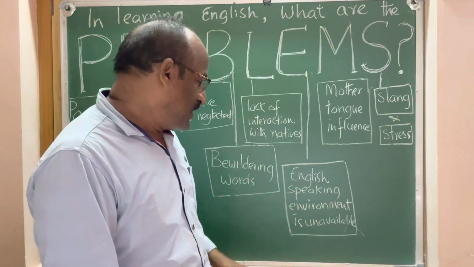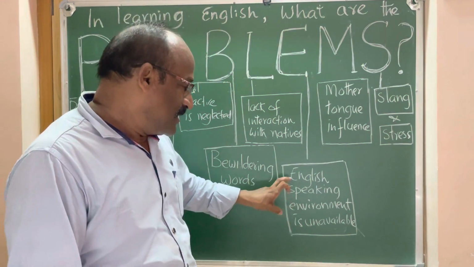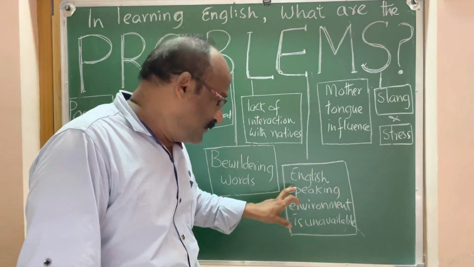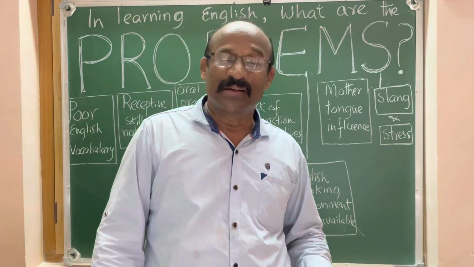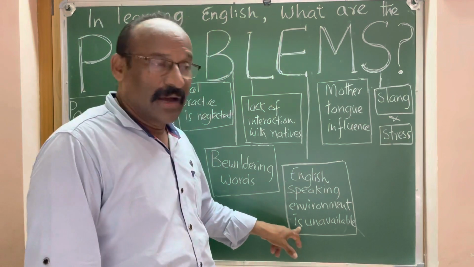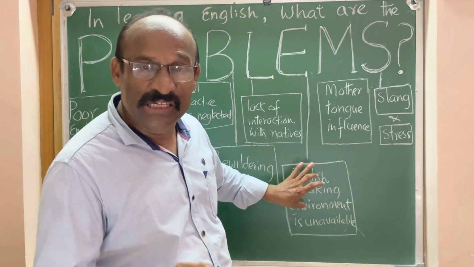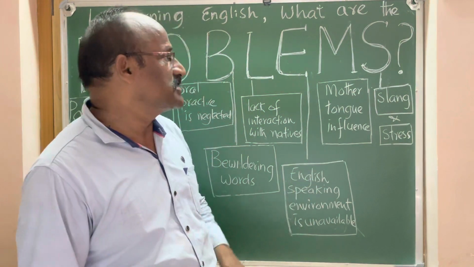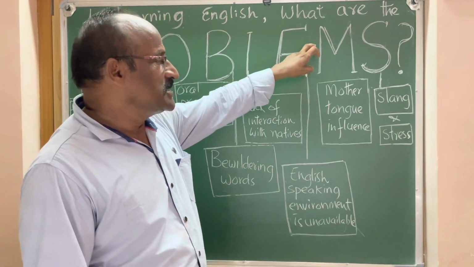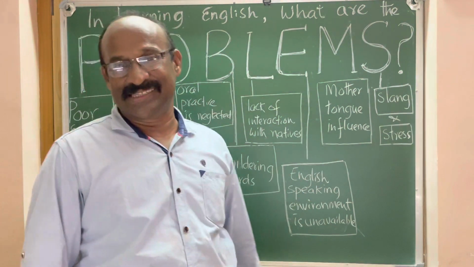If there is an English speaking environment, automatically one can learn it. So this is the main drawback. If you have a good English environment, automatically you can learn the English language. Then the seventh letter, that is mother tongue influence.